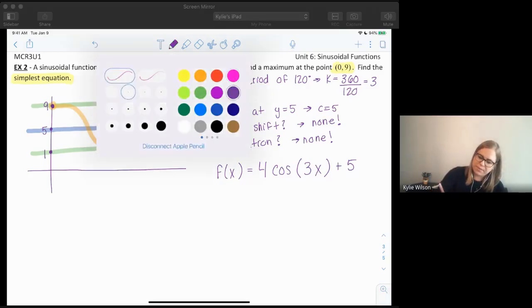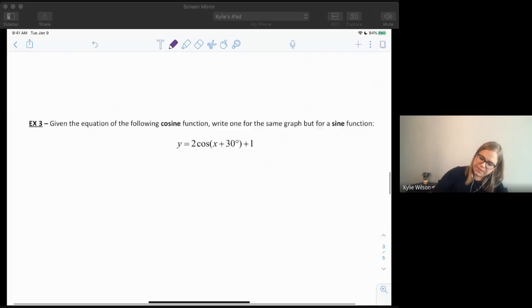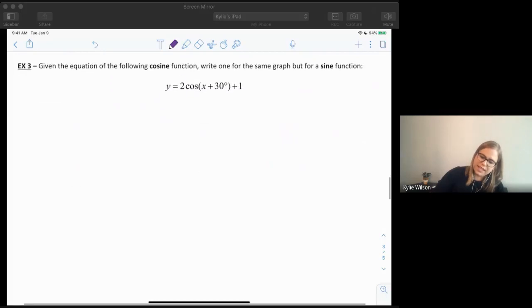Okay, let's do our last example here. We're almost done. This lesson is pretty quick. So here we're given the equation of the following cosine function, and we want to write an equation for the same graph, but we want to write it as a sine function. So let's start by identifying the key features of this cosine graph.